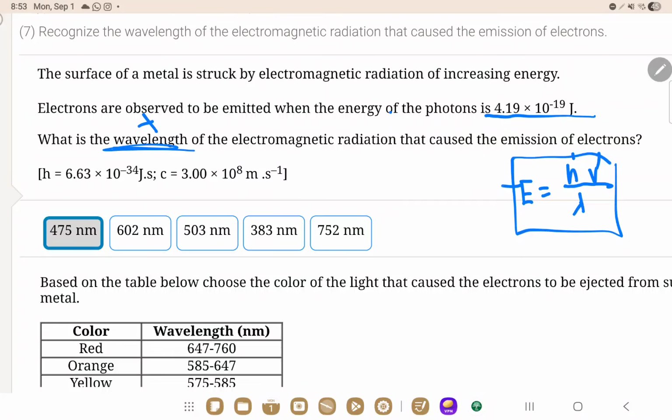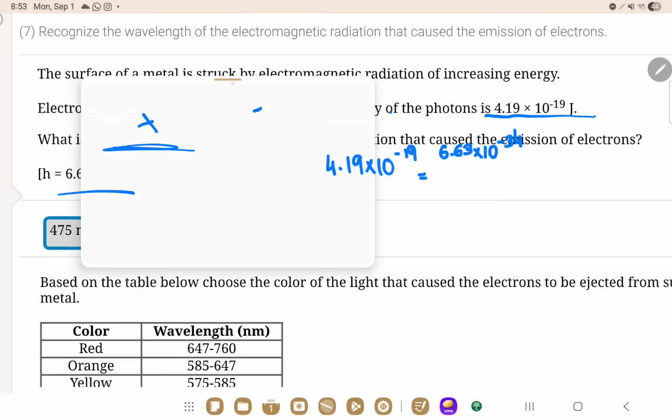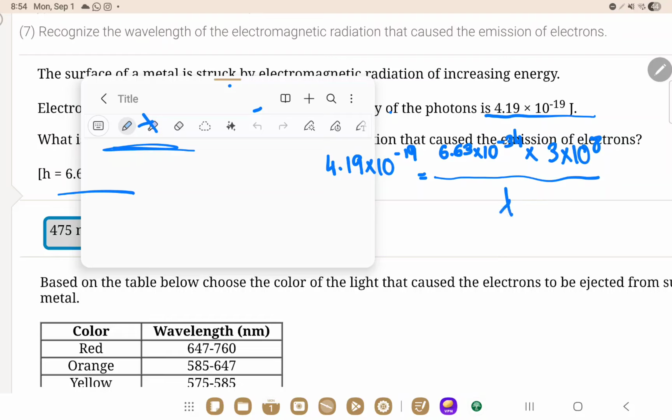And in this question, we were given energy. We need to find wavelength. So energy, which is 4.19 times 10 to the power of negative 19, equals Planck's constant, which is given as 6.63 times 10 to the power of negative 34, times the speed of light, which is 3 times 10 to the power of 8, over wavelength.